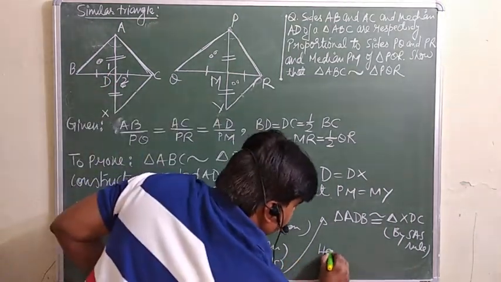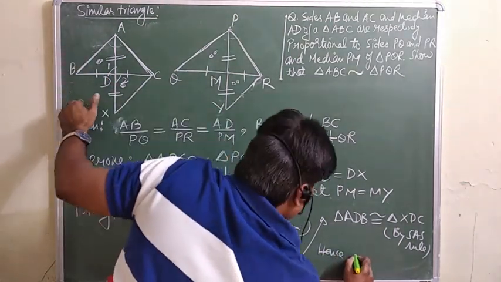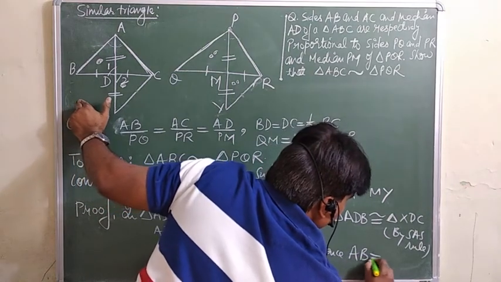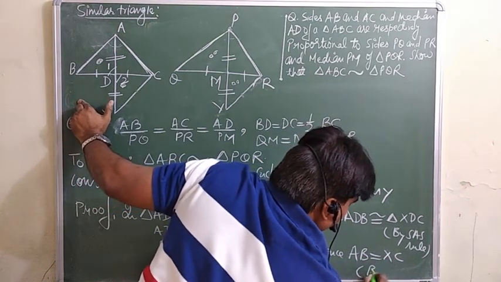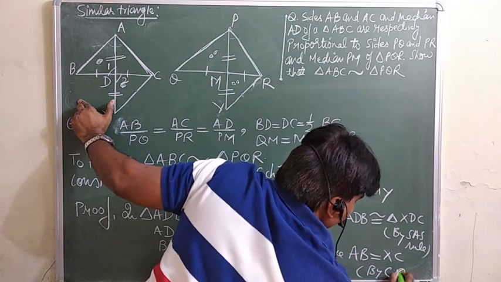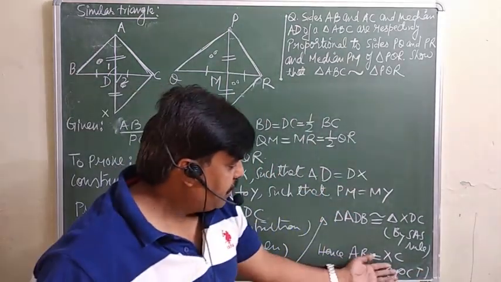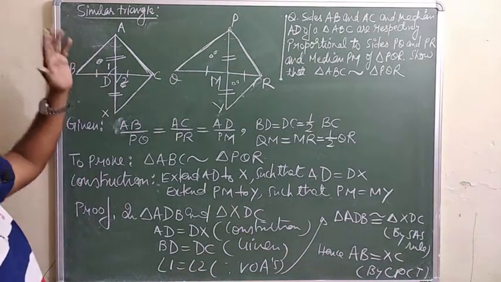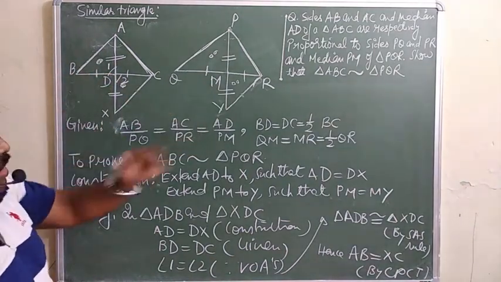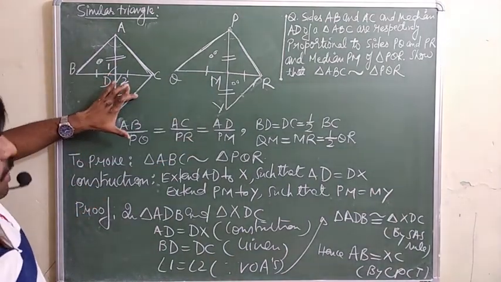So you can say, hence, AB is equal to XC. This is by CPCT, corresponding parts of congruent triangles. So AB is equal to XC.